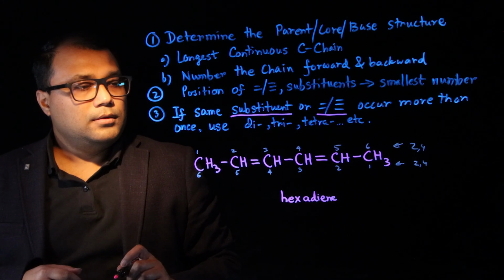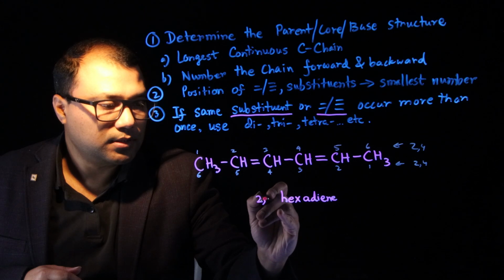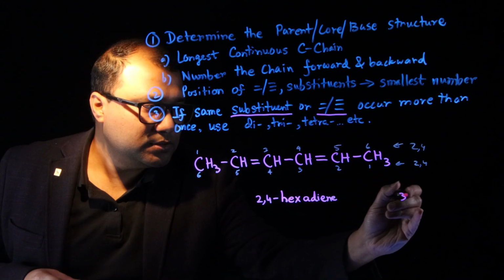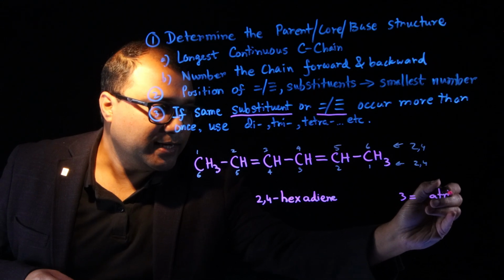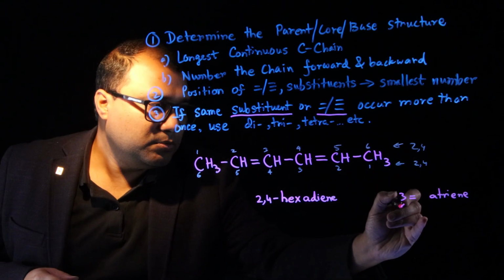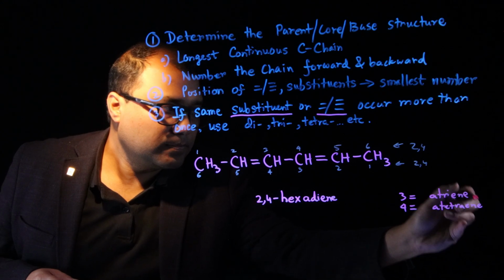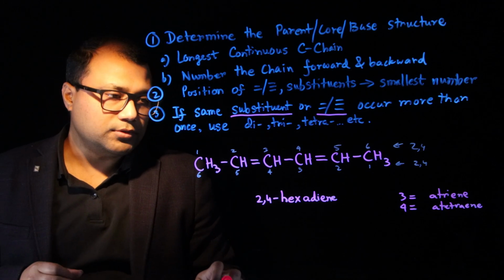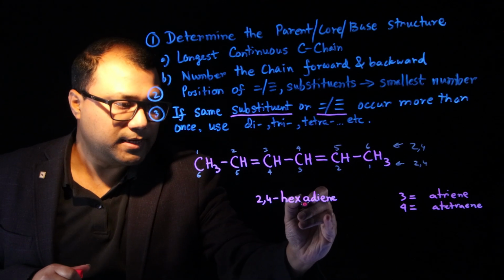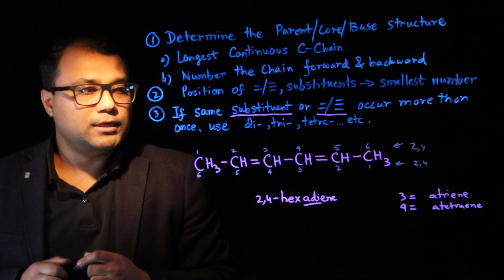Okay. But we also need to represent the position of both these double bonds, so that we prefix as 2, 4 hexadiene. Okay. If there were 3 double bonds, then it will be a triene. Okay. And like that. If there were 4 double bonds, then it will be a tetraene. Okay, so that's the difference. It's not hexdiene, it's hexadiene. So just remember that. That's the difference between how we name the substituents versus how we name the double bonds.